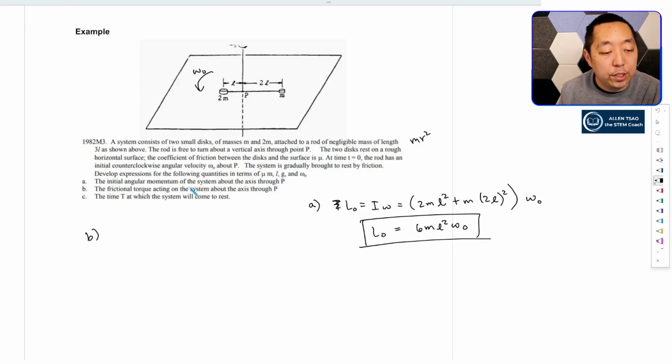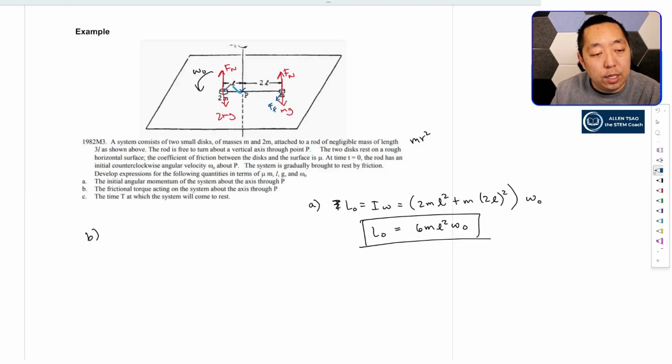B, the frictional torque acting on the axis through point P. So if we have our axes, we draw our free body diagram, we're going to have 2mg, normal force, mg, normal force. Don't worry about any axis there because we just care about the torques. Now, if it's spinning this way, the friction is going to oppose it. I'm going to use a different color for it, but it's going to be like this way. It's going to be opposing the motion as it's spinning around, parallel to the plane.